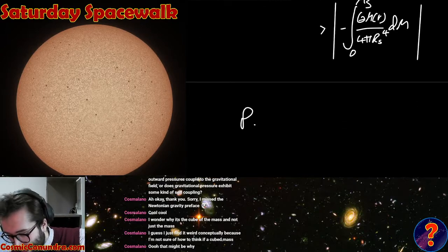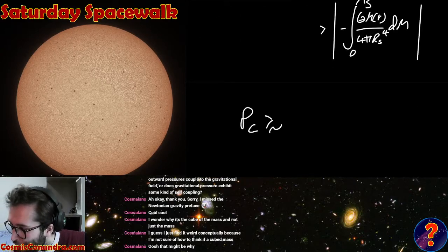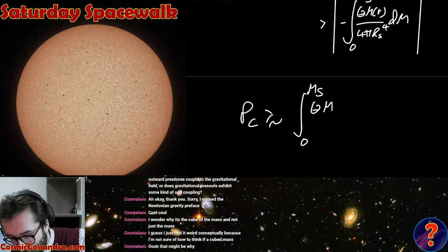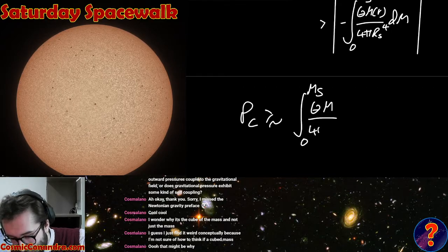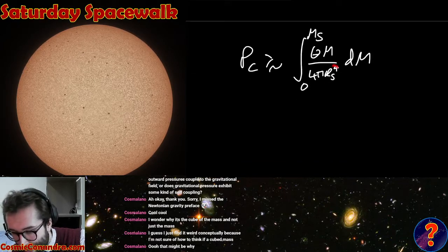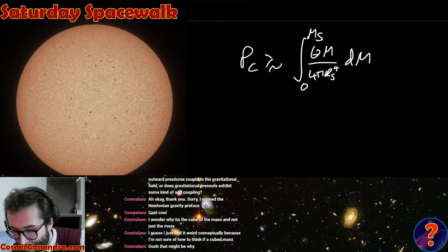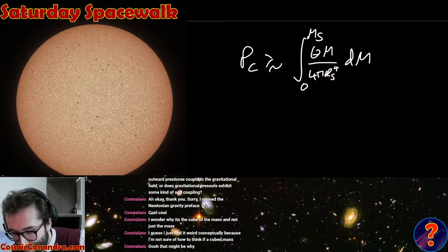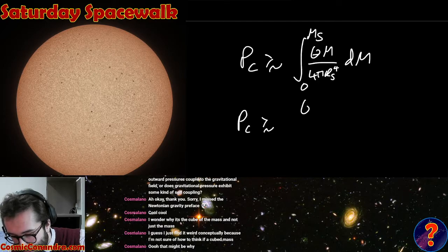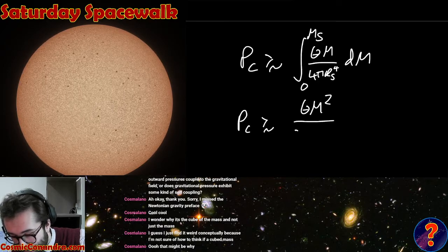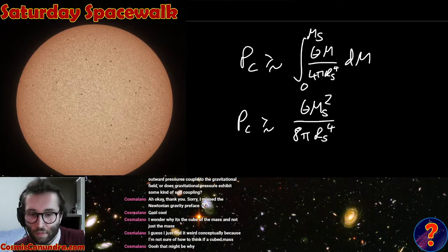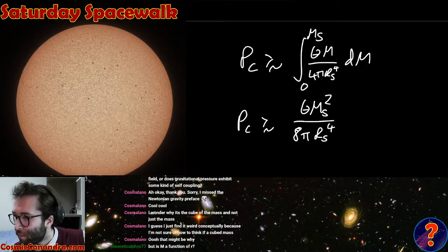So that means we have a lower bound on the core. The core pressure is greater than or equal to this integral here, G m over 4 pi R_s to the 4th dm, which we can evaluate, as now r is just a constant. We just have an integral over m up to the mass of the sun. So the core pressure is approximately greater than G M squared, G mass of the sun squared, over 8 pi radius of the sun to the 4th. Okay, that's a rough equation for the pressure.